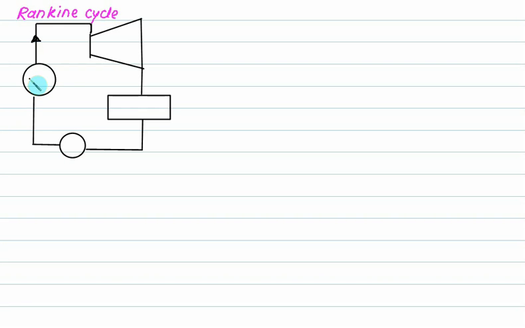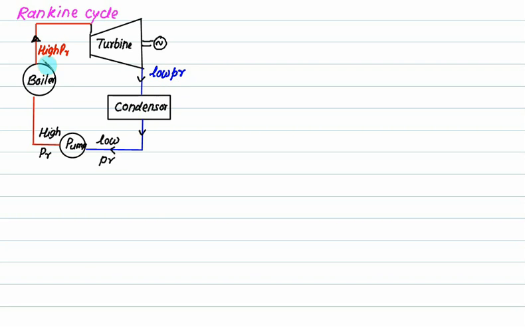So this device is called the boiler. This turbine is coupled to a generator. The function of the condenser is to change the phase. The pump will compress the liquid from low pressure to high pressure. So this red line here indicates the high pressure and this one indicates the low pressure. This one is high pressure, high temperature steam.